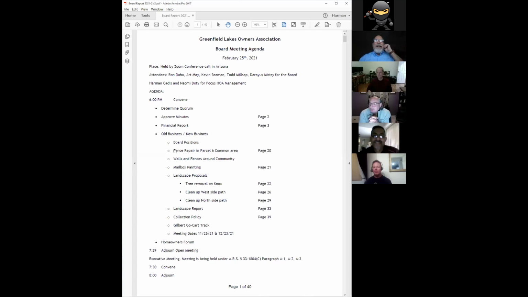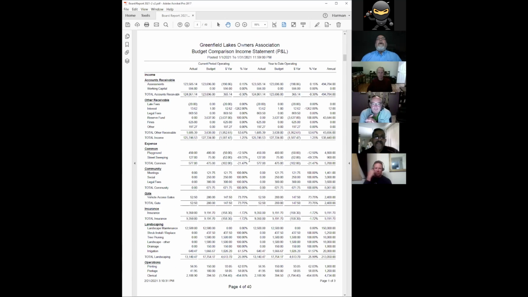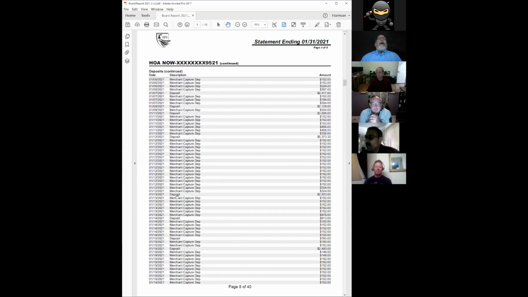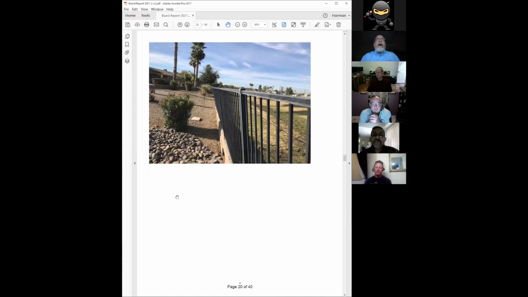That's great. Okay, fence repair in Common 6 area, page 20. So Parcel 6 is the gated community, and there's a patch of common area between the golf course and the common area near the cul-de-sac at the end, and that fence is in dire need of repair. I have many pictures, but this kind of just shows it right down the fence, and there's a crumbling block under one. So I need some direction on what the board would like to do to get this repaired.